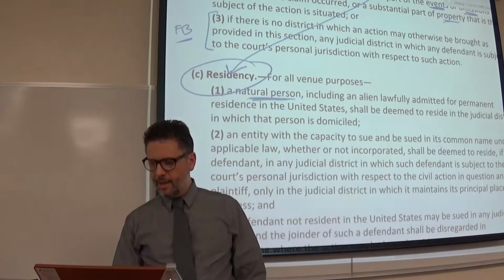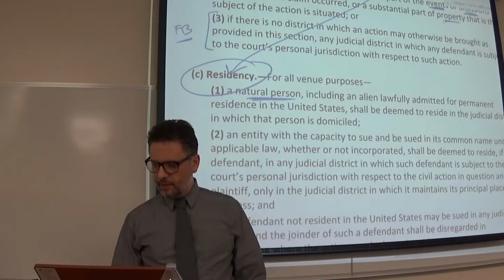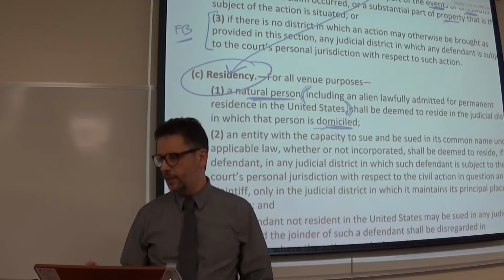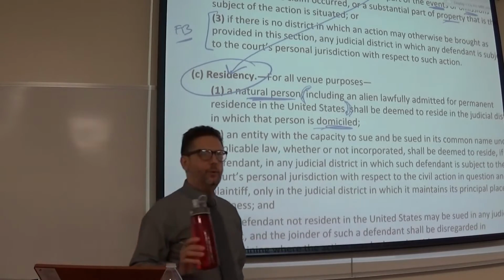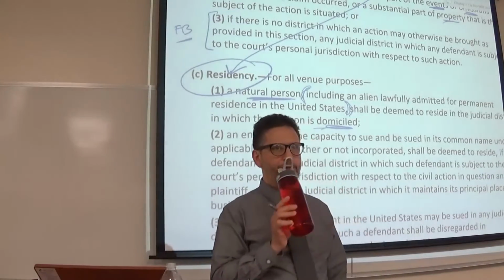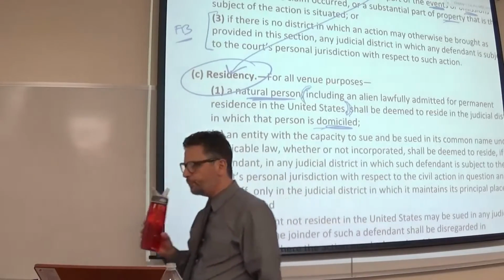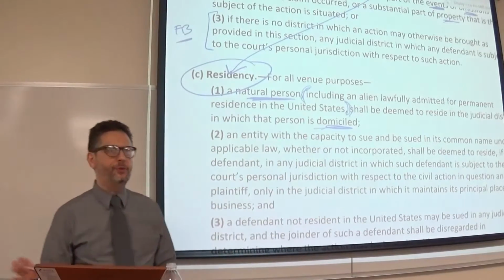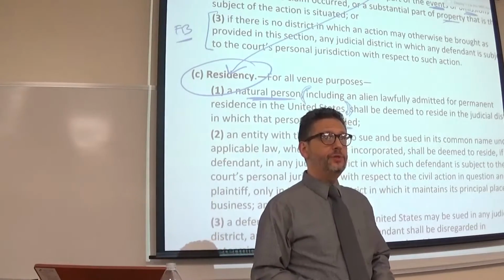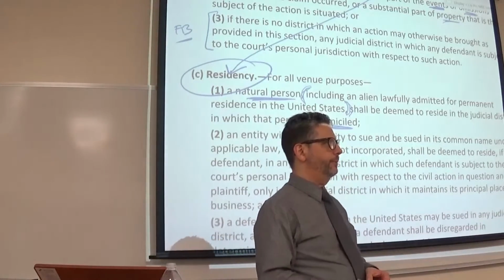All right? A natural person, and we can almost strike all of this out in the middle, natural person resides in the judicial district where they're domiciled. Remember at the beginning when I said domicile was super important? This is yet another example of where domicile rears its head. So if I'm a natural person, I'm domiciled in Florida, then for venue purposes, I reside in Florida.